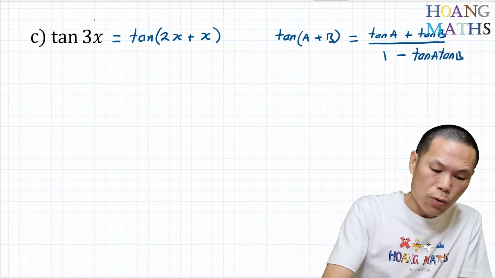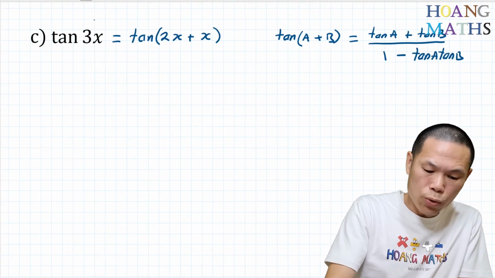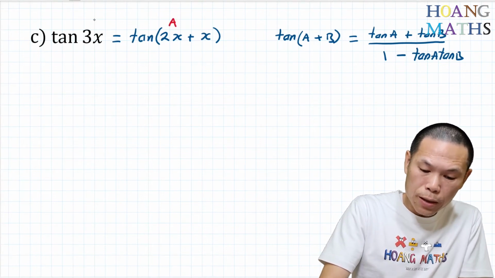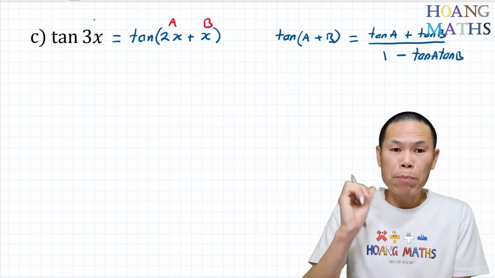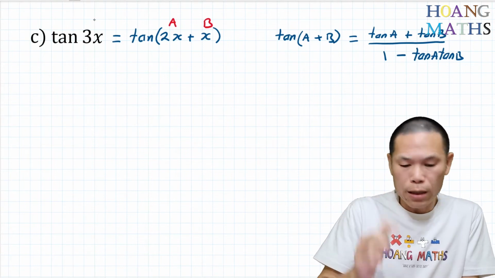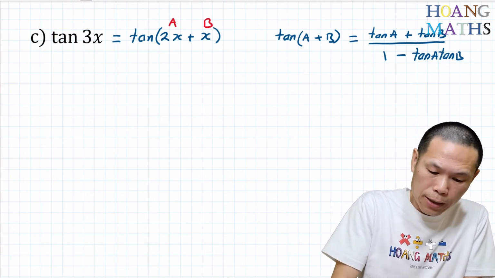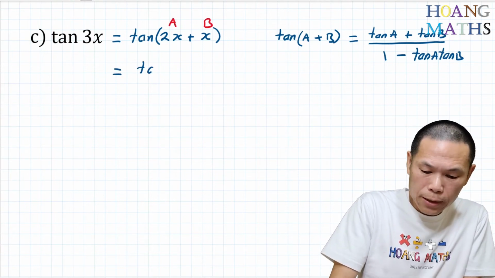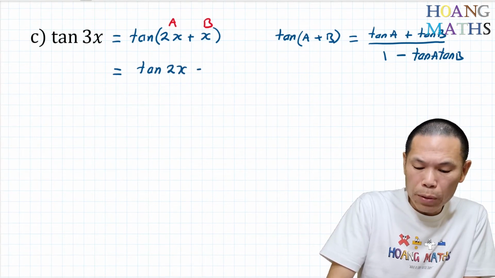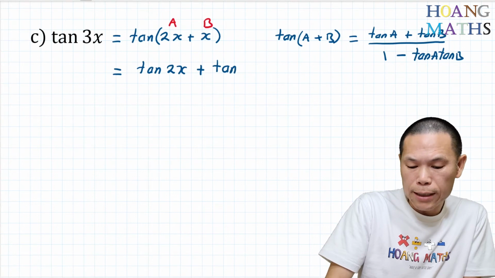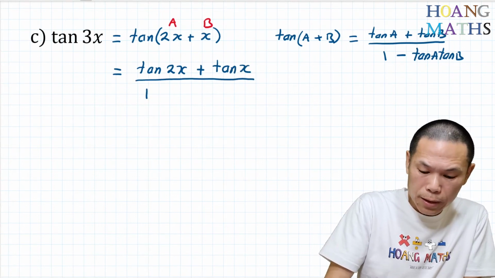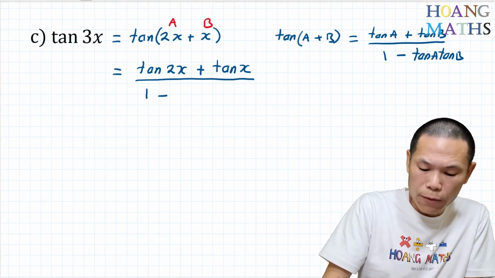So now we know that A is 2x and B is x. So tan A plus tan B is exactly the same as tan of 2x plus tan of x. So that is equal to tan of A, which is 2x, plus tan of B, B is x, over 1 minus tan of A, A is 2x. So therefore tan of 2x.